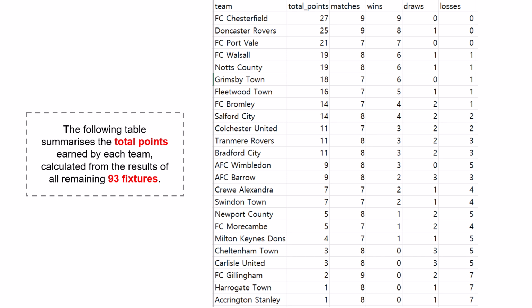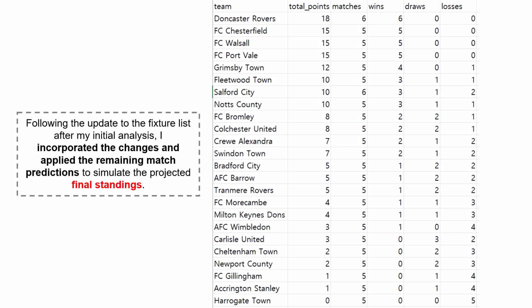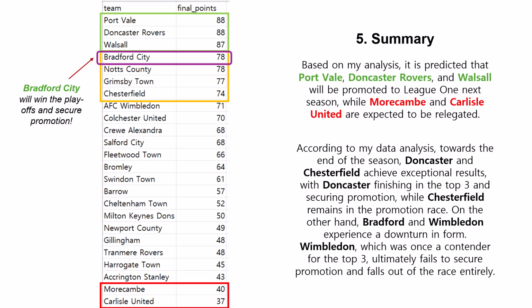And on the next slide, the following table summarizes the total points earned by each team, calculated from the results of all remaining 93 fixtures. Following the update to the fixtures released after my initial analysis, I incorporated the changes and applied the remaining match predictions to simulate the projected final standings. So in summary, according to my model, Port Vale, Doncaster Rovers and Walsall are projected to be promoted to League One, fortunately. However, Morecambe and Carlisle United are expected to be relegated.